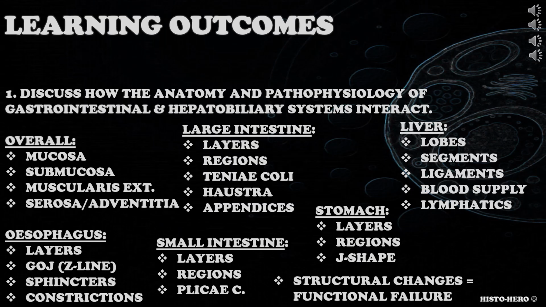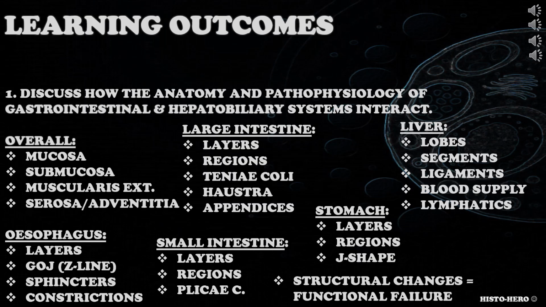Consider mucosa, submucosa, muscularis externa, serosa, or adventitia for esophagus, stomach, intestines, liver, gallbladder, appendix. What are the key variations between them to determine their physiology? For esophagus, consider the four main layers: mucosa, submucosa, muscularis externa, and adventitia. Muscularis externa transitions from skeletal muscle to smooth to facilitate peristalsis. Transition from stratified squamous to columnar epithelium in GOJ, upper and lower sphincters. Anatomical constrictions: the cervical, thoracic, and diaphragmatic.